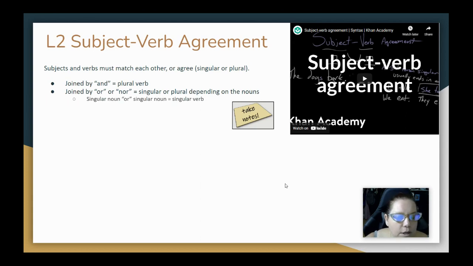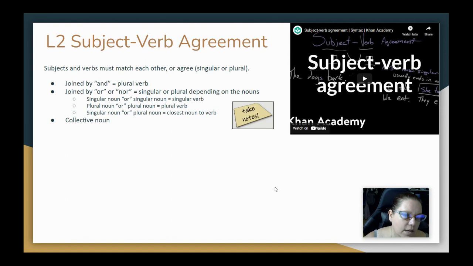And this will be a lot more clear once we start going into the units and talking about this a little bit more in depth and in the video that we're watching today. So a singular noun with an or and a singular noun is a singular verb, like I just said. A plural noun with the word or and a plural noun is a plural verb. A singular noun with the word or with a plural noun, so if I have one singular and one plural noun and I'm joining them with the word or, then the closest noun to the verb is going to determine whether the verb will be singular or plural. It just depends on the one that's closest to the verb.